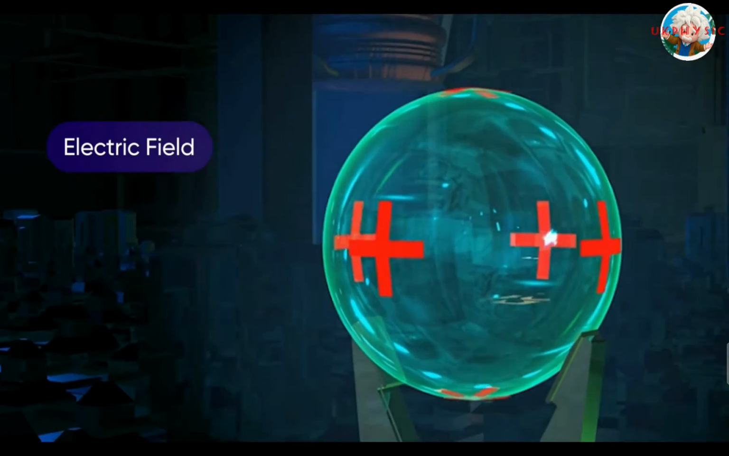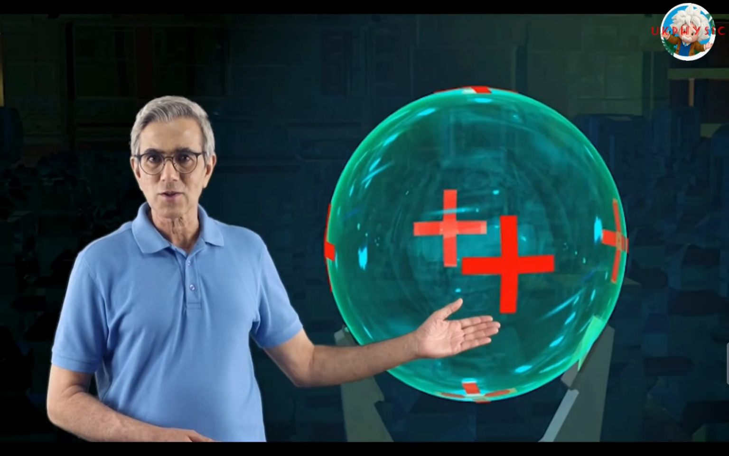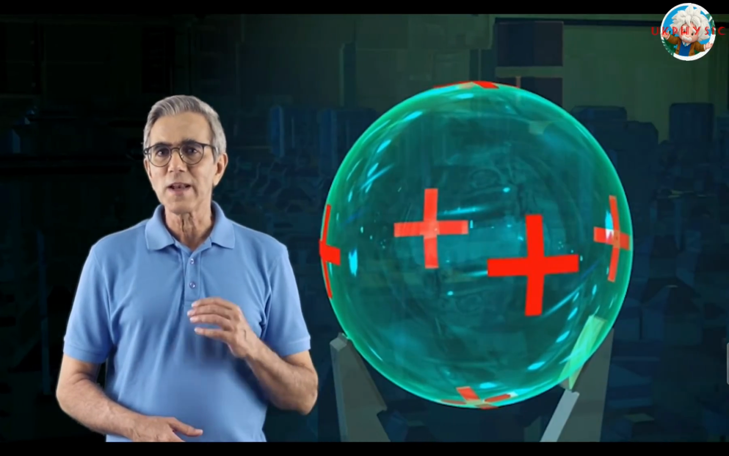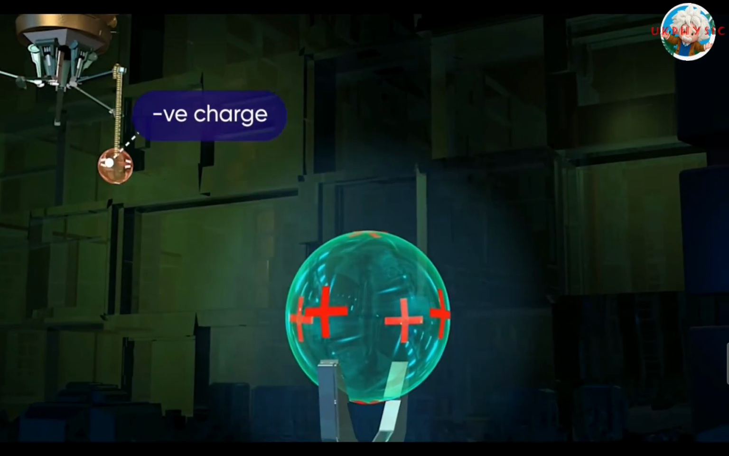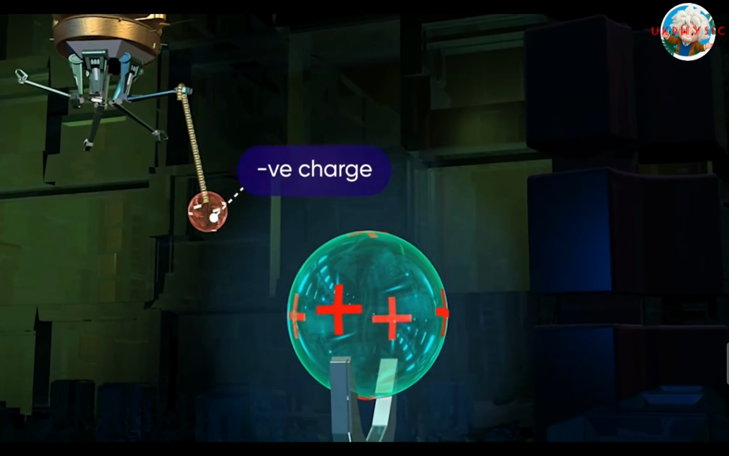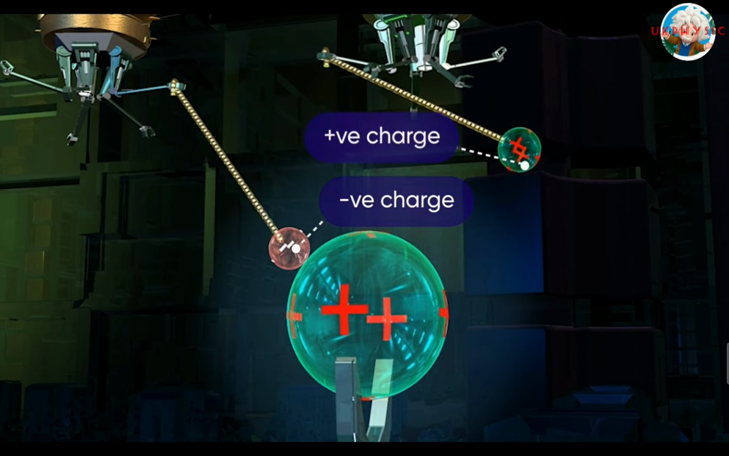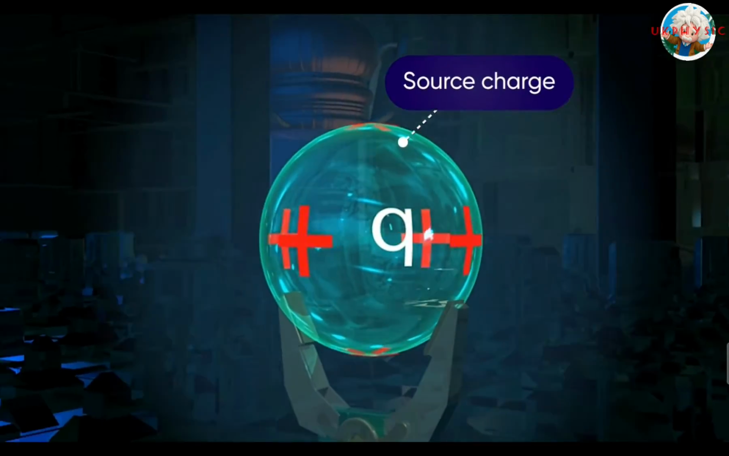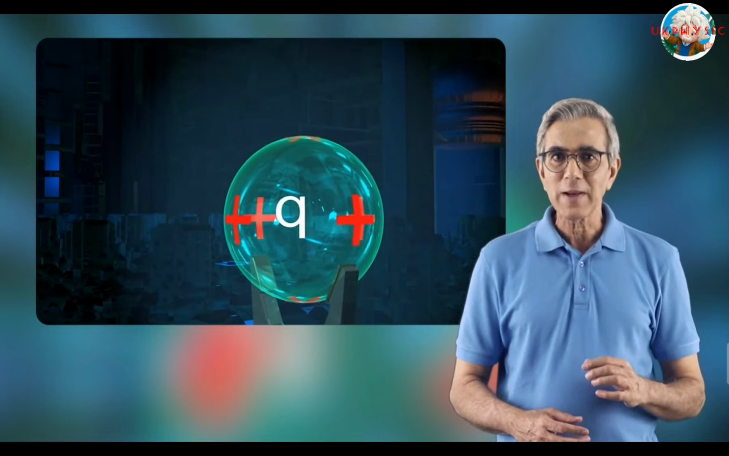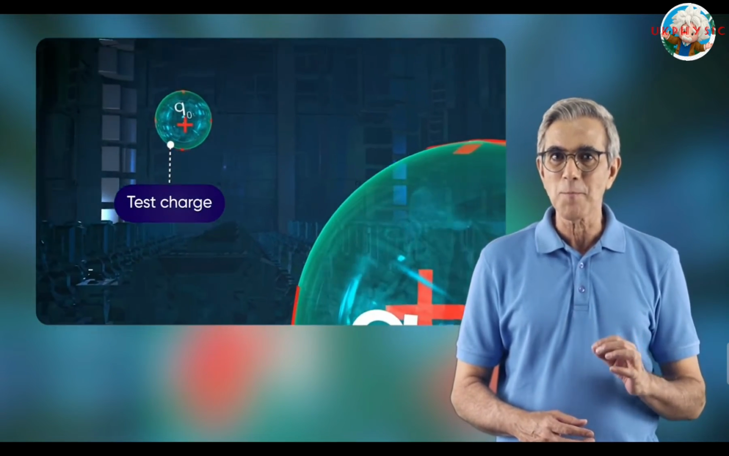Electric field. The space surrounding an electric charge has a property known as the electric field. This electric field exerts a force on other electrically charged objects. To define an electric field, consider a point charge Q called source charge, where Q is greater than 0, and place a positive charge Q0 called the test charge at some point, say P, at a distance r from Q.